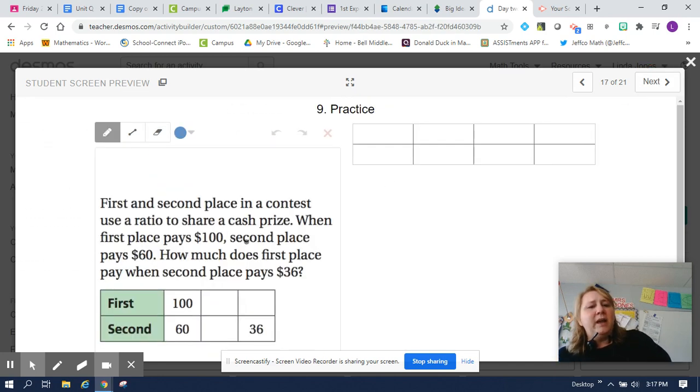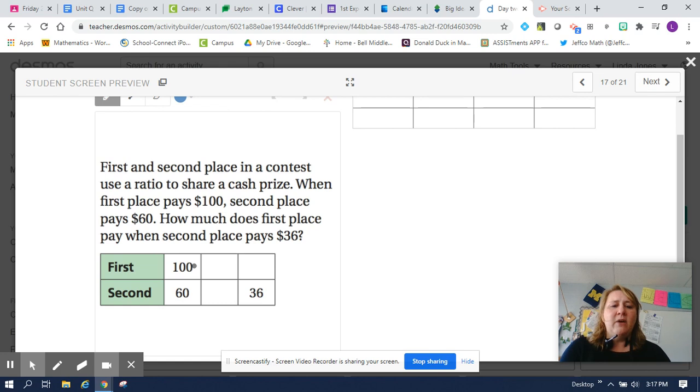Okay, problem number 9. First and second place in a contest use a ratio to share a cash prize. When first place pays $100, second place pays $60. How much does first place pay when second place pays $36? Uh-oh, now I'm going the other direction. Now I have to figure out what happens the other direction. Okay? So how am I going to get to 36? Boy, that's a hard one, right? How am I going to get from 60 to 36?